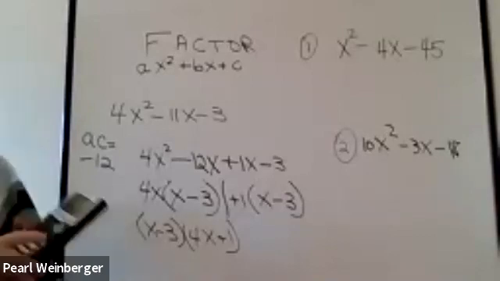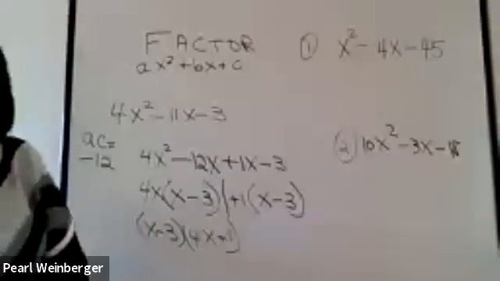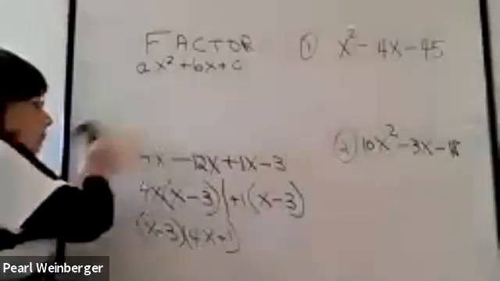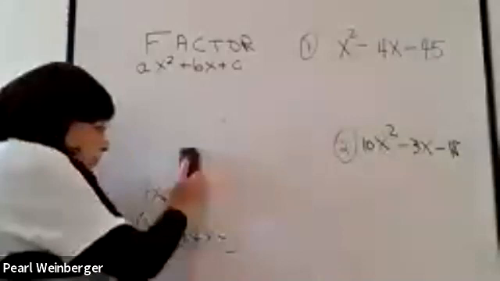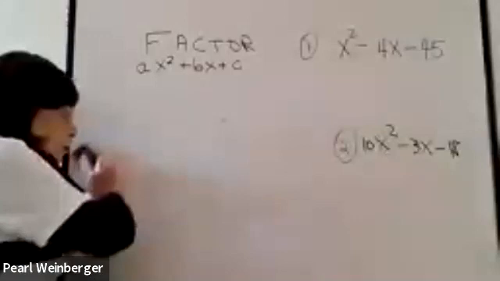Okay, I want to get this done, so here's my eraser. Let's look at the first one. The first one is a little bit easier than the second one because it just starts with a plain x squared. X squared minus 4x minus 45.